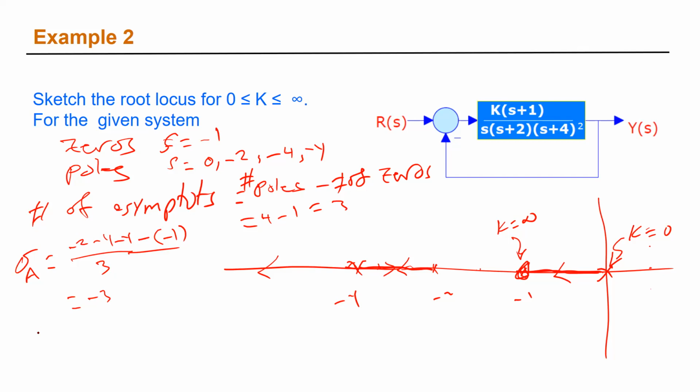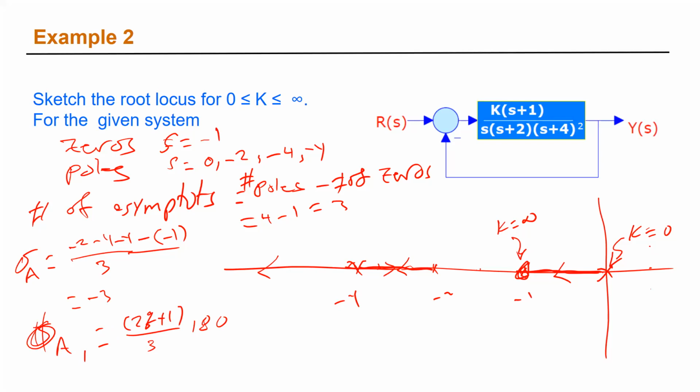What do you think is the angle of the asymptotes? Phi A, the angle of the asymptote, equals 180 over the difference between the number of poles and zeros, times 2q plus 1. If I set q to 0, what will be the first angle?